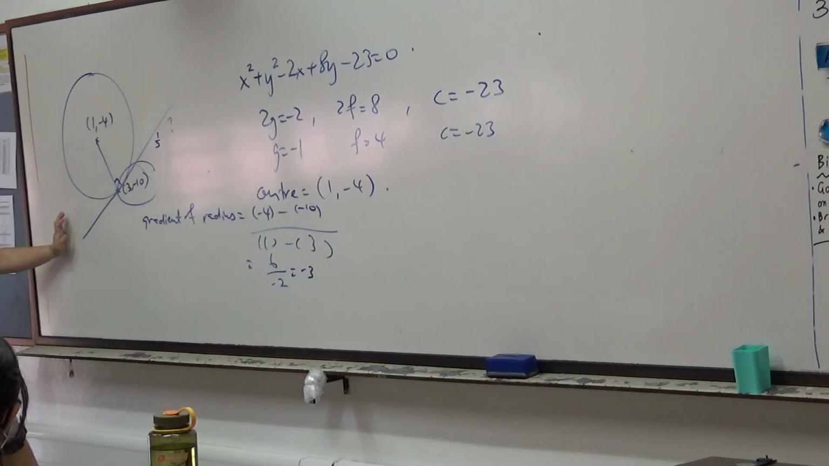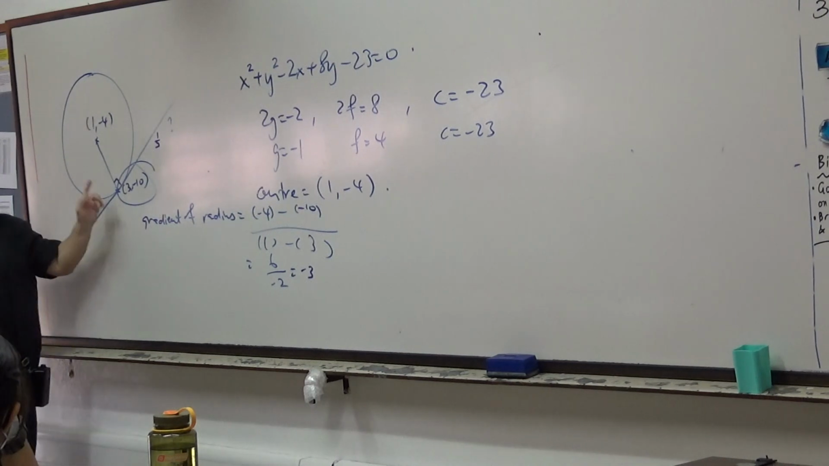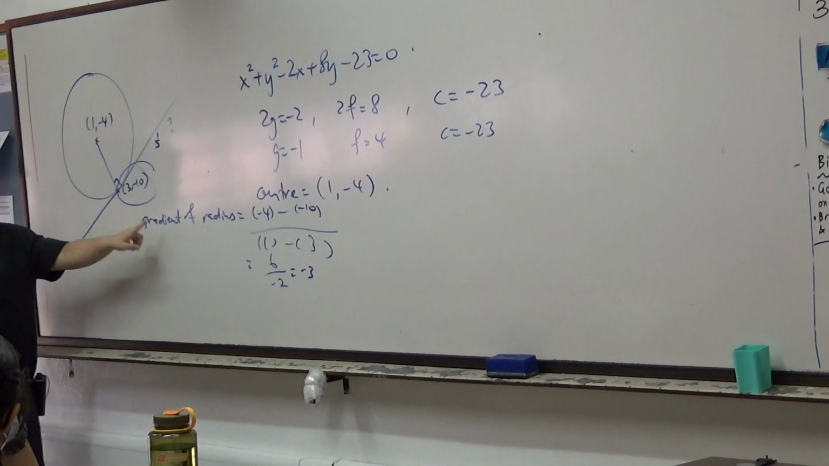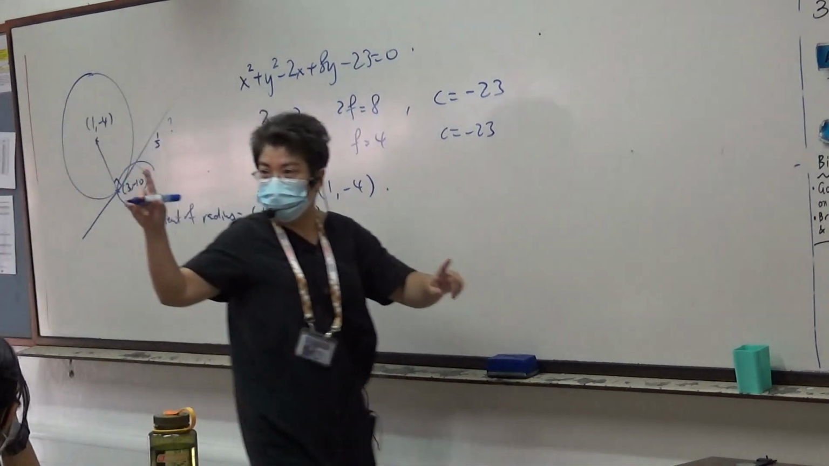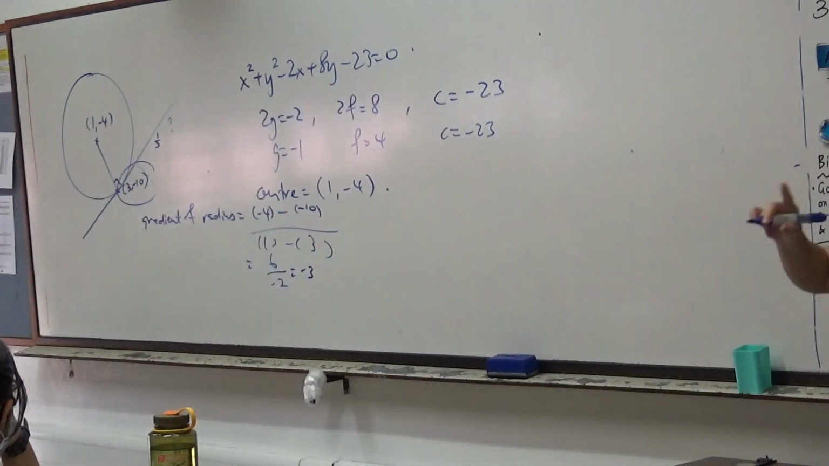So I can find the equation of the tangent. Correct now? y minus this equals to gradient times x minus this. Agree class? Can or cannot? Can or cannot? That's why you look at the next page, it's very straightforward. The answer comes out already. That's your example 8.